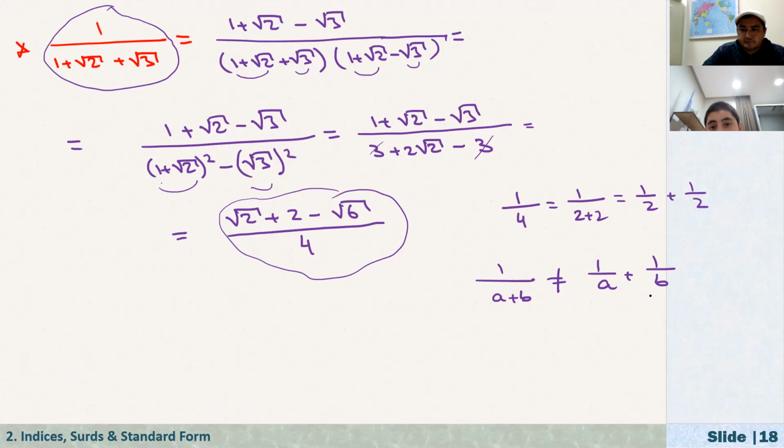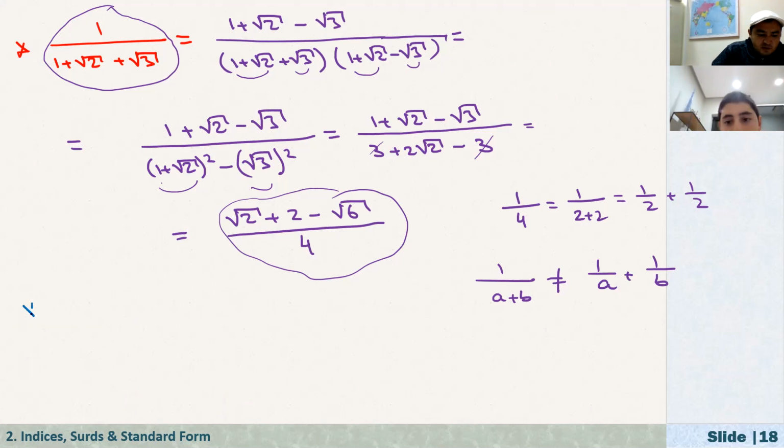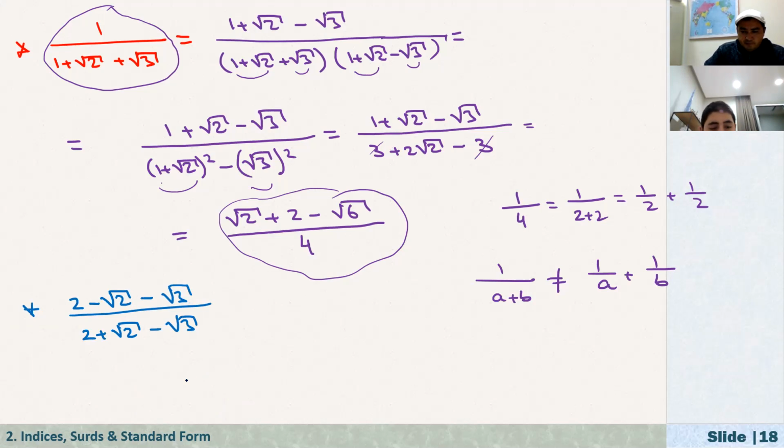Okay? Another question, one more question I have for you, and after that, maybe we'll finish this. Another similar question. How about this one? 2 minus square root of 2 minus square root of 3 over 2 plus square root of 2 minus square root of 3. Can you rationalize its denominator now? Yes. 4 minutes. Do it on the paper.